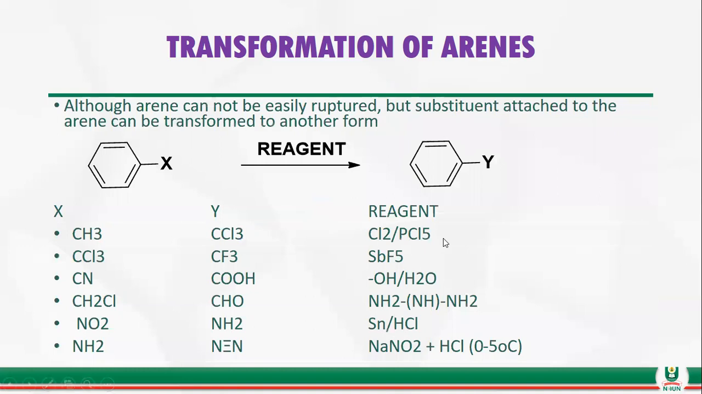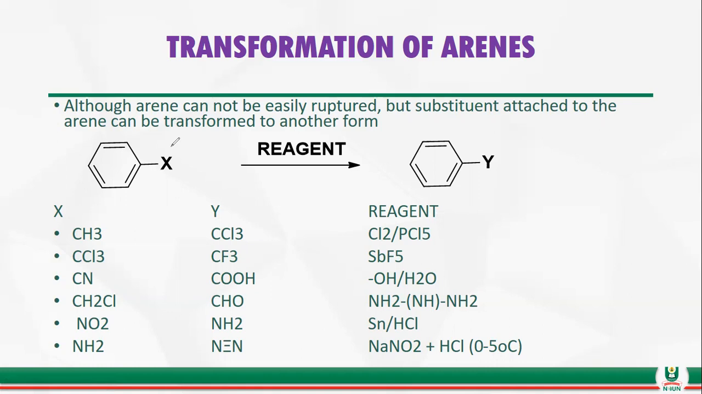So in a summary, if you want to note how transformation can happen on the arene group, although arene cannot be easily ruptured, I told you that the three double bonds inside of it are very stable because they are in alternating manner. Double, single, double, single. It's not like alkene that can easily have addition reaction. But the group that is attached to that arene or benzene group can be transformed.